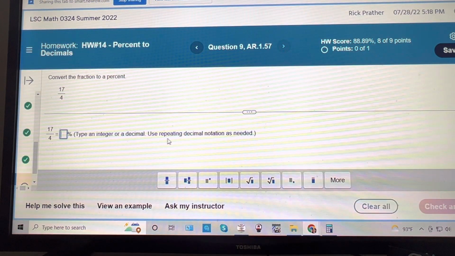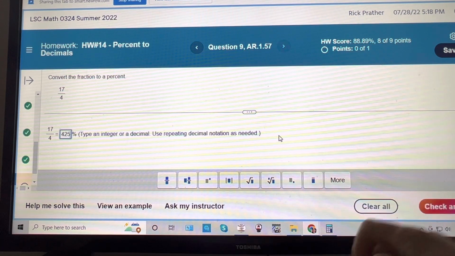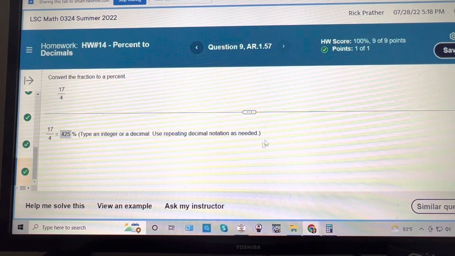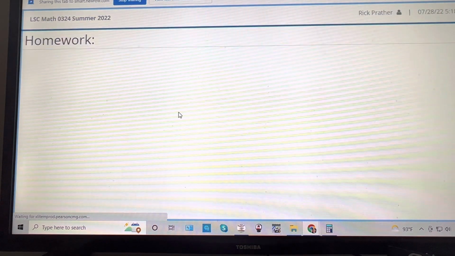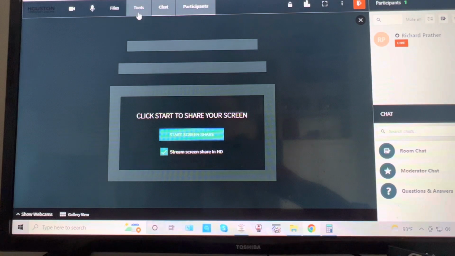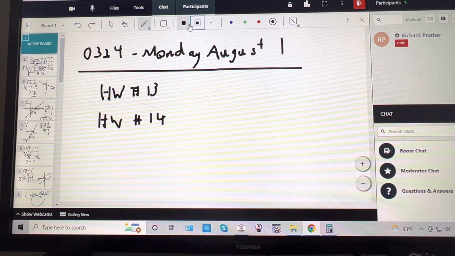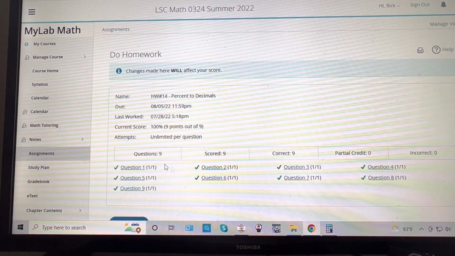Type in integer or decimal, use repeating. Okay, so that didn't apply here because we got exactly this, but that could in theory happen. So there's 100% on homework number 14. Got all 9 out of 9. Save. Oops, both of these are done. All 9 of those are done.